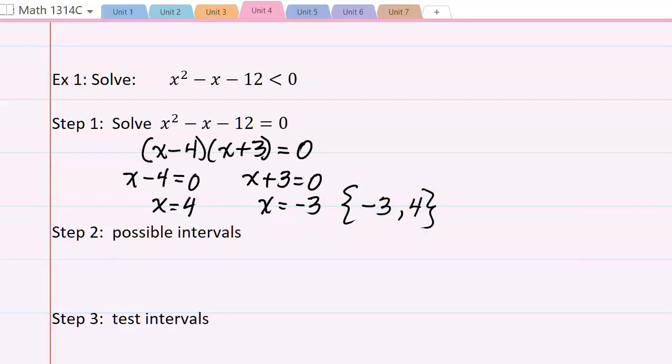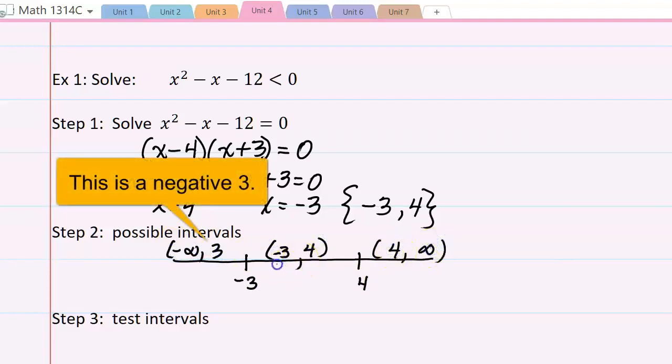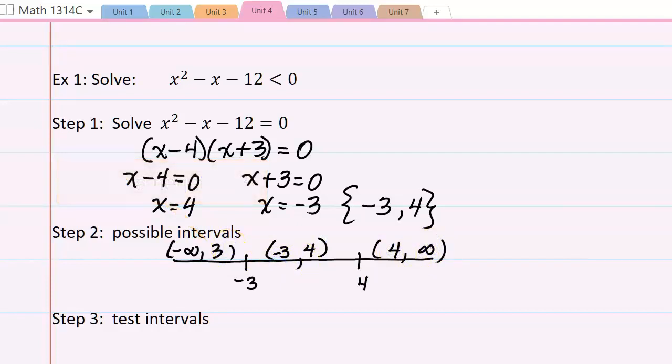For step 2, we place the solutions we found above on the number line and state the intervals created. Here we find that the number line has 3 intervals, which are from -infinity to -3, -3 to 4, and from 4 to infinity. Notice that all these intervals have parentheses, as the inequality we are solving does not have an equal to. For step 3, we need to determine which of these intervals are part of the solution.